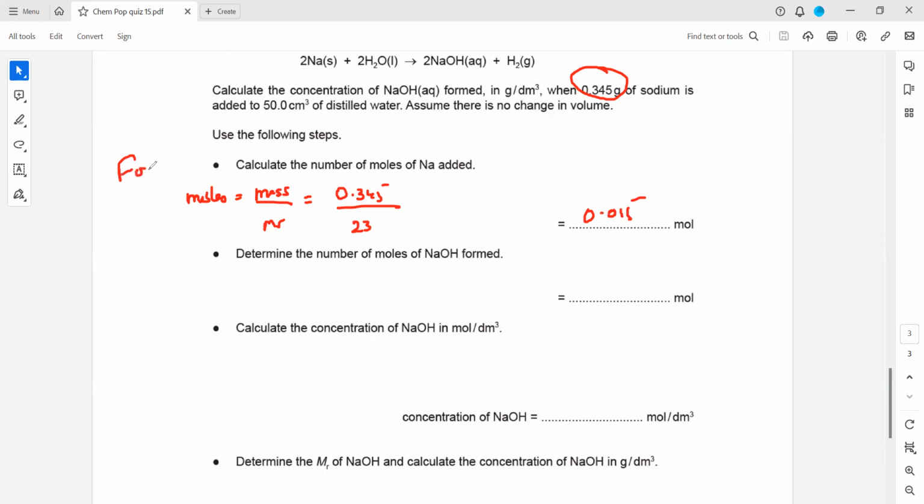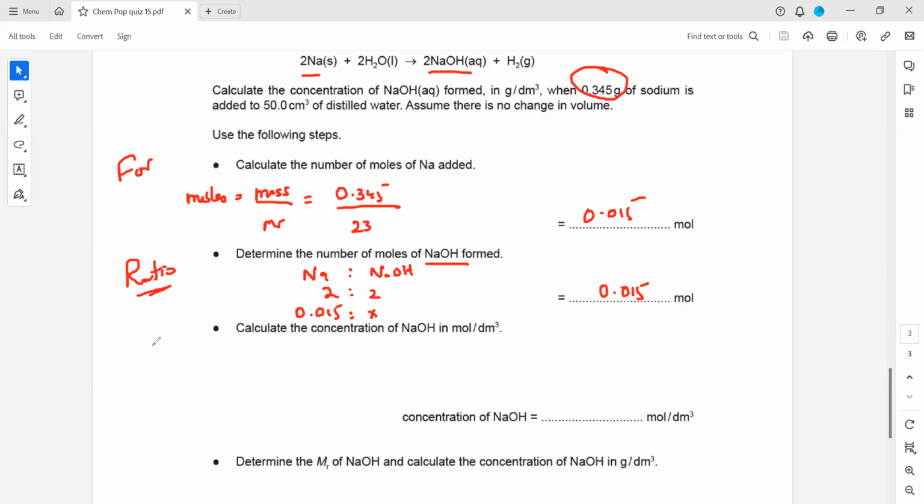First part, we use a formula. For the second part, we'll take a ratio, because we need the moles of sodium hydroxide. So we'll take a ratio between sodium and sodium hydroxide. The mole ratio between sodium and sodium hydroxide is 2:2. So if we have 0.015, this will be X. We cross multiply, and we get the same answer because the same ratio 2:2 is there. So 0.015.